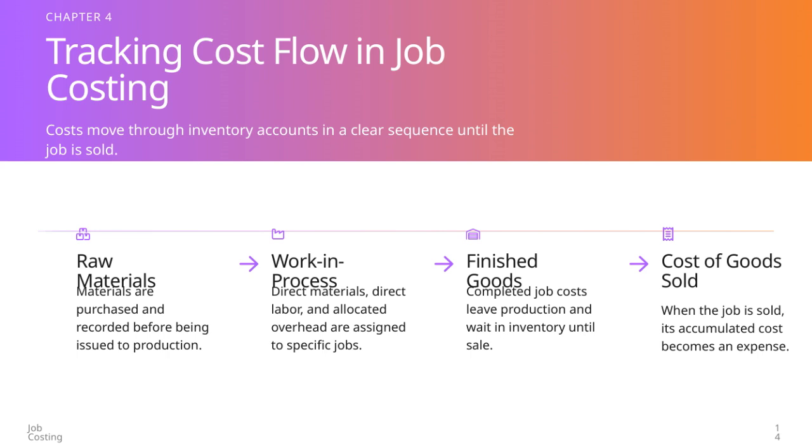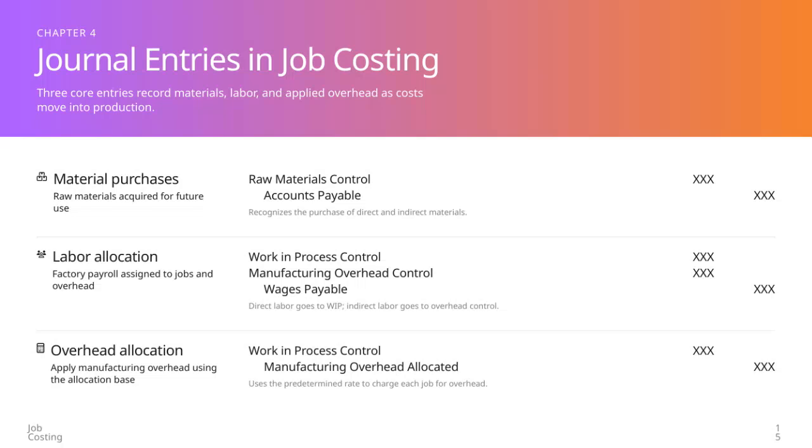Finally, when the job is sold, the accumulated costs transfer from finished goods to cost of goods sold, becoming an expense on the income statement. This clear tracking system ensures accurate cost measurement at each stage of production. In this chapter, we focus on the journal entries involved in job costing, which are essential for tracking the flow of costs through production.